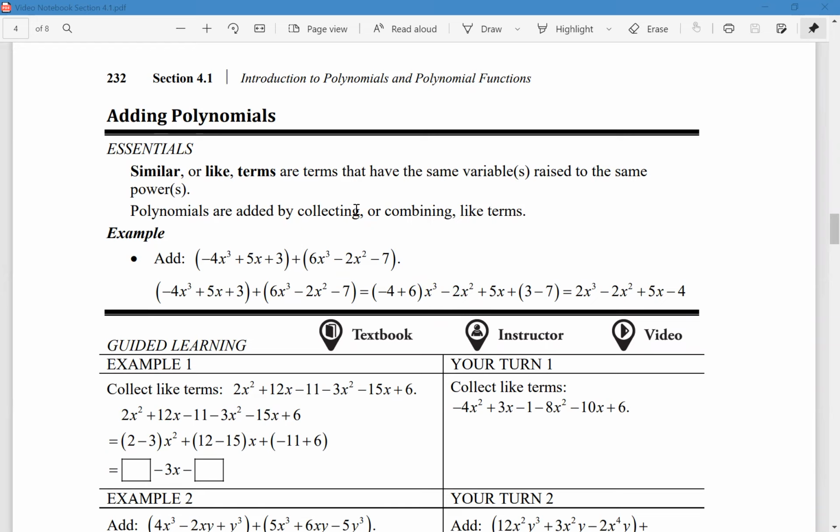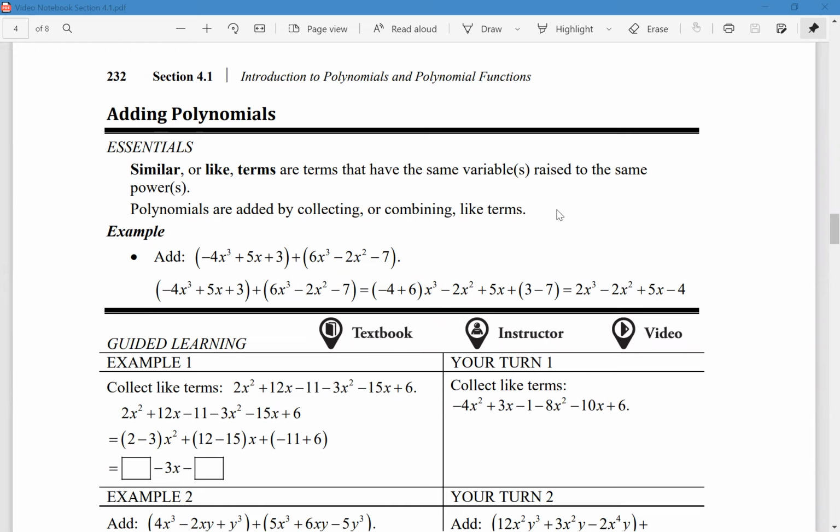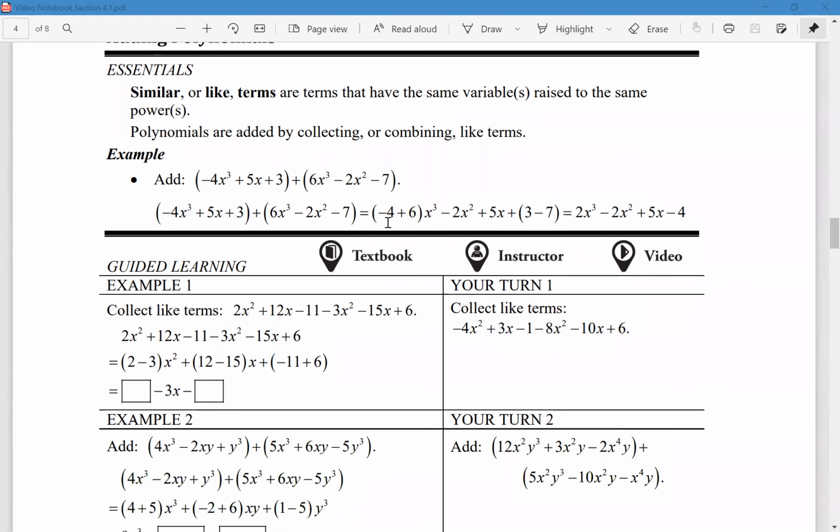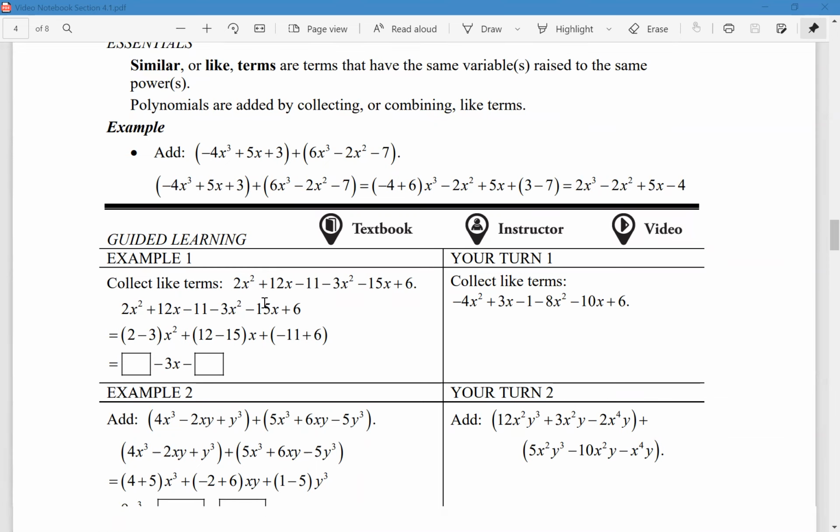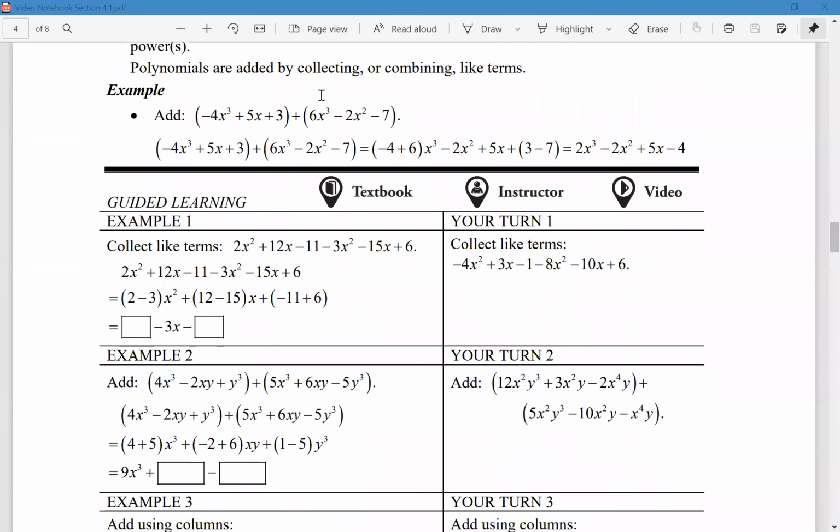Polynomials are added by collecting or combining like terms. All right, I am personally not a huge fan of how this work is shown all the time, but that's just my own personal preference. I noticed that it seems like they're grouping the coefficients in parentheses. That is not my preferred way, but that's okay. It's still the same concept, and some of you might be used to showing it this way, which is great.